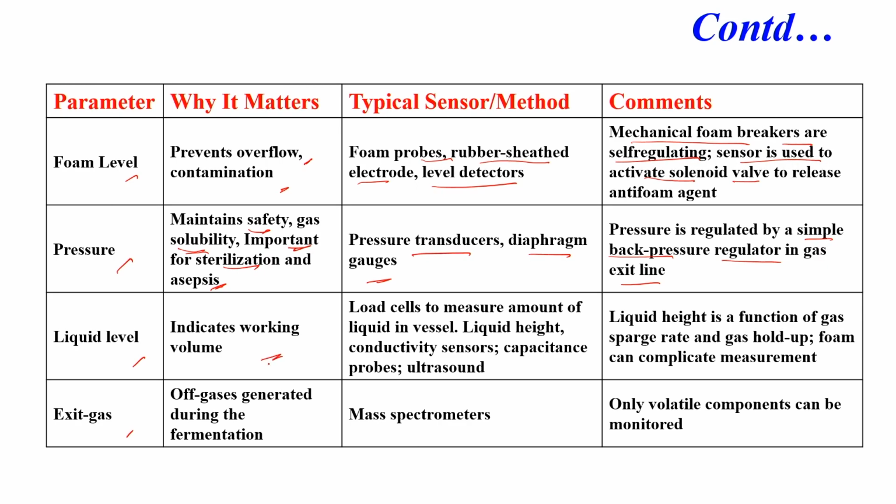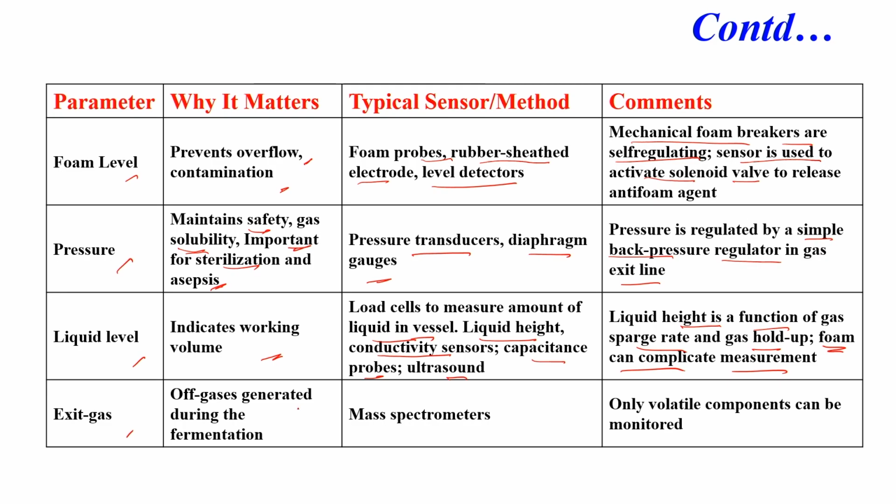Liquid level indicates the working volume. For that, one can have a load cell to measure the amount of liquid in the vessel. You can monitor the liquid height; conductivity sensors are there, capacitance probes are there, and ultrasound based sensors are also there. Liquid height is easy to monitor. It is a function of gas discharge rate and gas hold up, but the foam can complicate the measurement of liquid height, and it will not give the actual value.